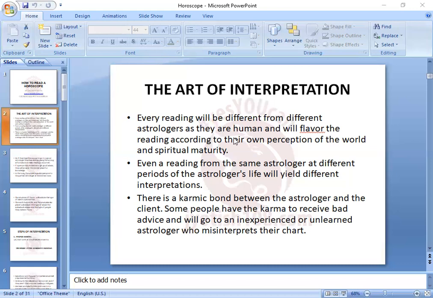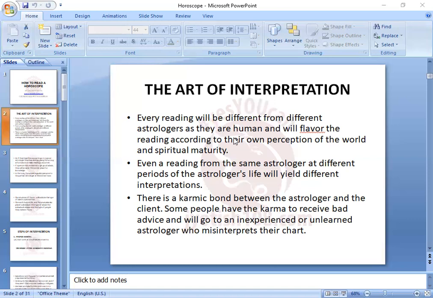Okay, so you cannot say, okay, Panditji, you had read this chart, you had told me this 5 years ago, now you are telling me that. No, because the astrologer to whom you are going for a consultation will also have different experiences that might cause him or her to bring about a change in their reading. Okay, so there is a karmic bond between the astrologer and the client. Some people have the karma to receive bad advice and will go to an inexperienced or unlearned astrologer who misinterprets their chart. So this is very, very important.